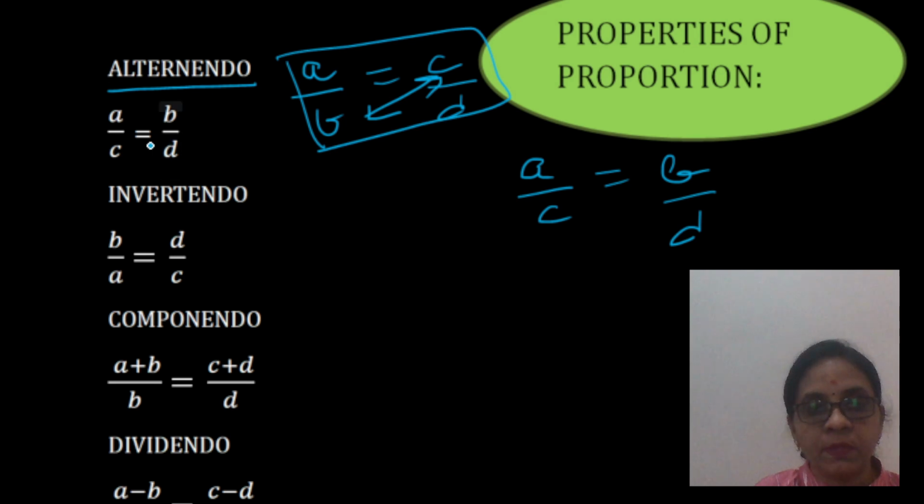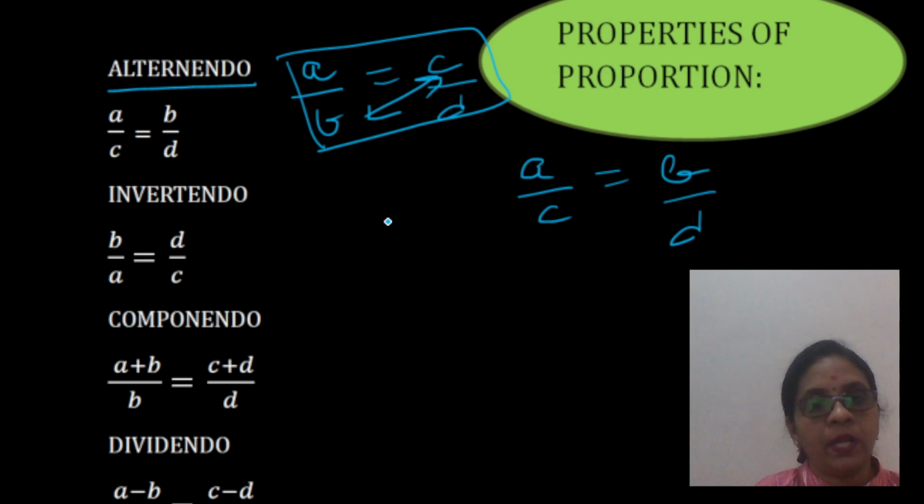Okay, just now I made a mistake. I was looking at alternando. No, you always have to compare with the original proportion that is given to you, that is A by B is equal to C by D. That is your invertendo: B by A is equal to D by C. Inverse, remember alternate means change in places, invertendo means reciprocal.